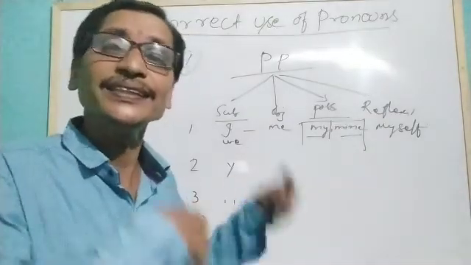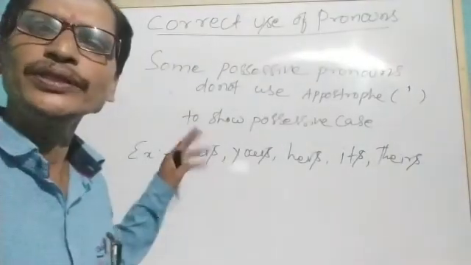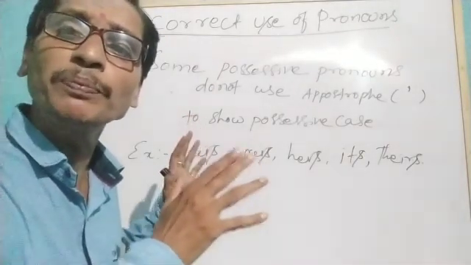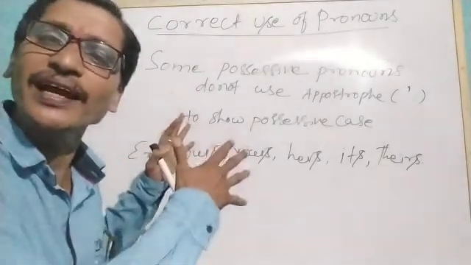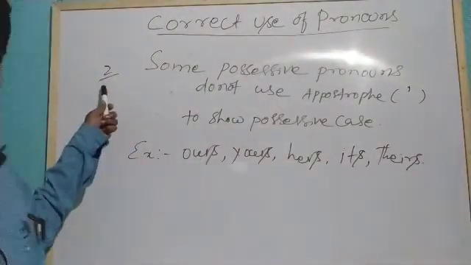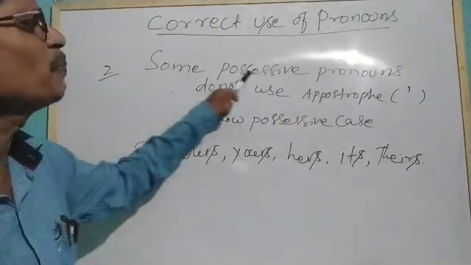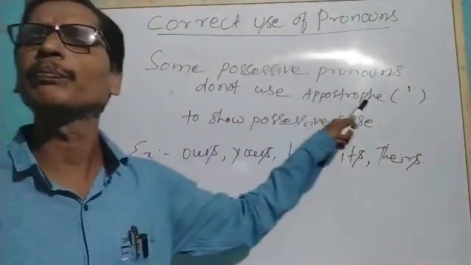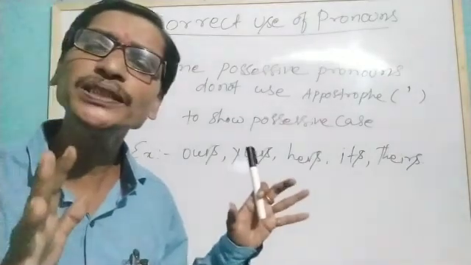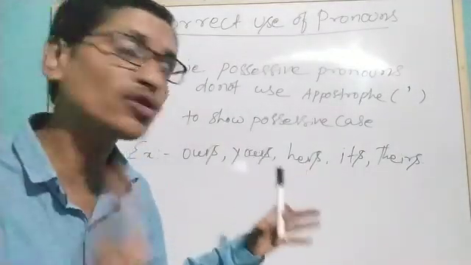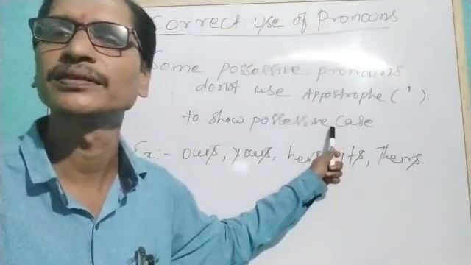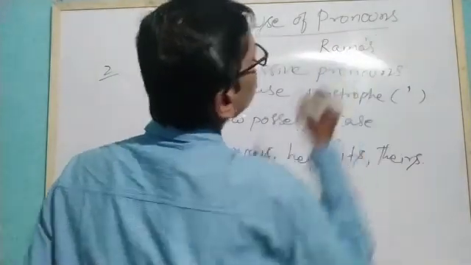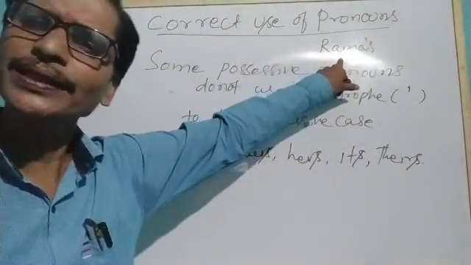And let's understand this second rule. You see, the number two rule for correct use of a pronoun. Let's understand what it tells and remember. See, what rule number 2 says: some possessive pronouns do not use an apostrophe to show possessive case. For example, sometimes what we do, we write Rama's, because Rama is a noun.